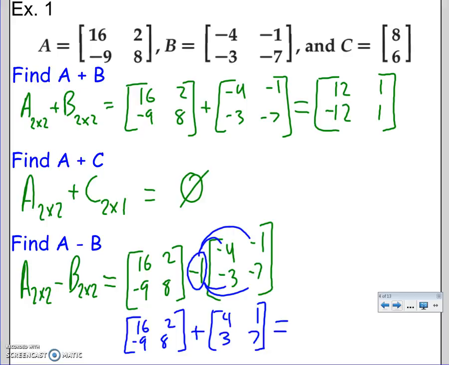Now I can add this simply. People always mess up when there's a minus sign in the middle. So 16 plus 4 is 20. 2 plus 1 is 3. Negative 9 plus 3 is negative 6. 8 plus 7 is 15. And that is my answer.